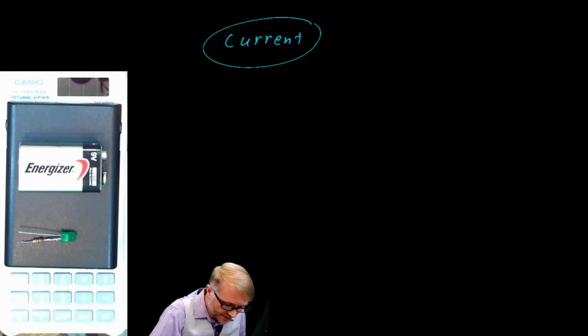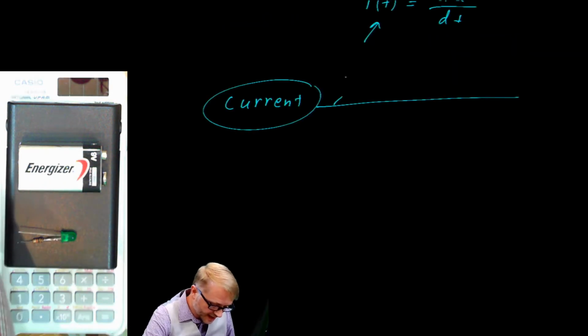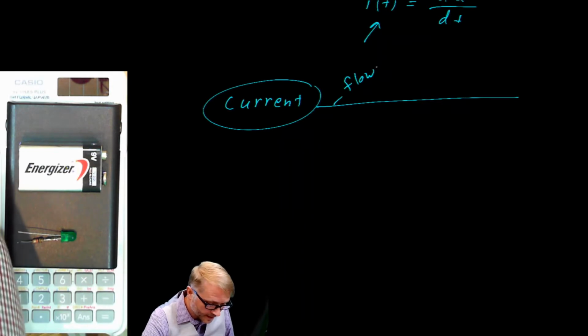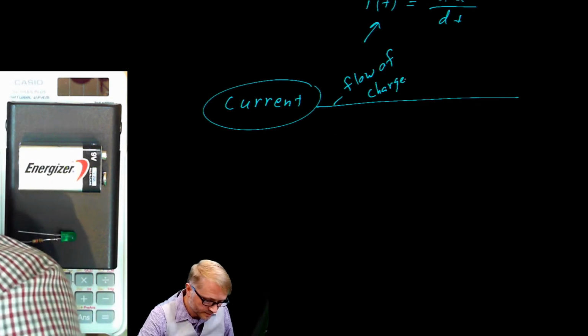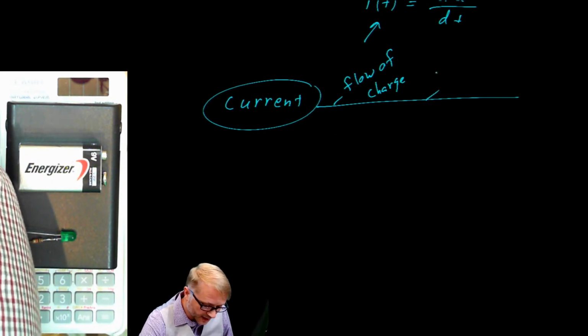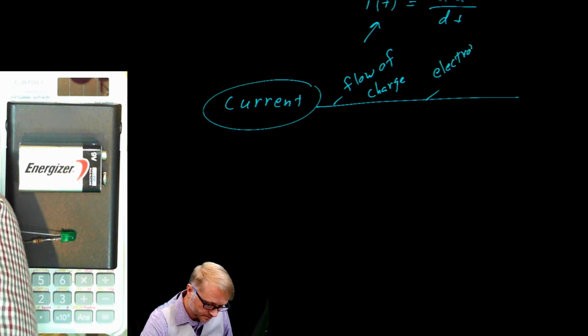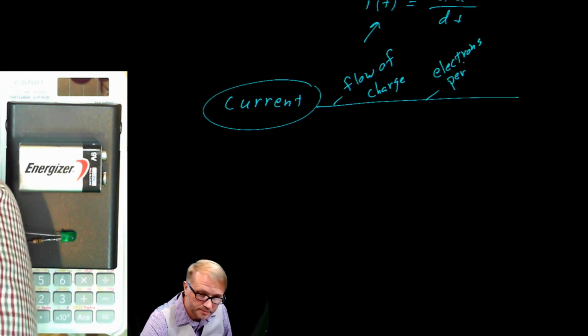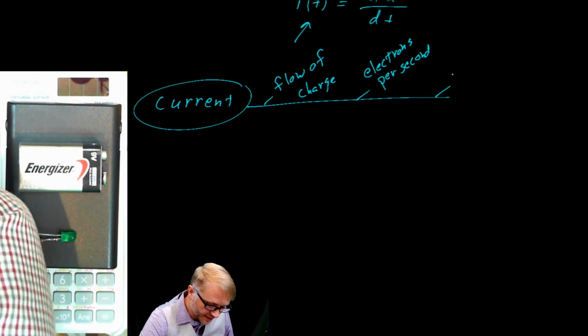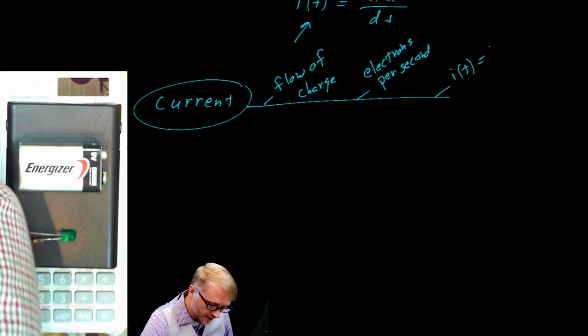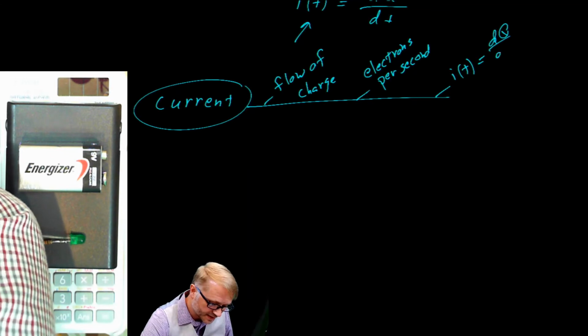I'm going to do a little bit of mind mapping here. So we talk about current. Okay, current as a thing. And we would describe current as a flow of charge. We talked about electrons per second. And we mentioned with our calculus, if we so choose, we could talk about it as dq dt.